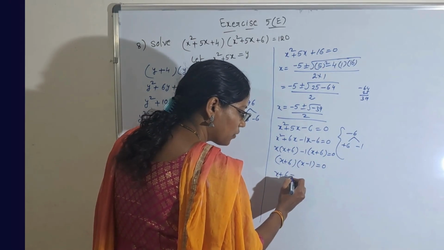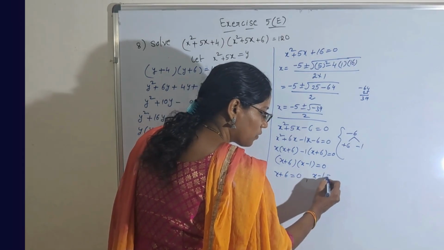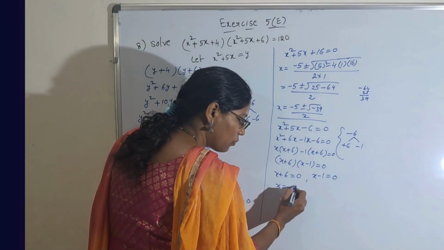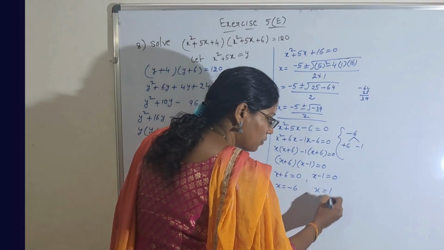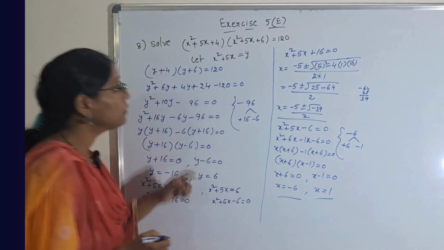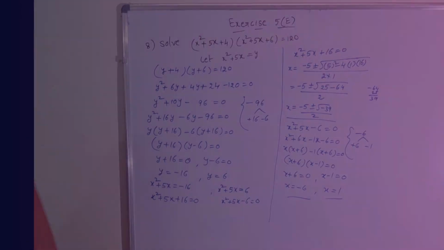X plus 6 equal to 0. X minus 1 equal to 0. Here x equal to minus 6, x is equal to 1. These are the factors of given equation.